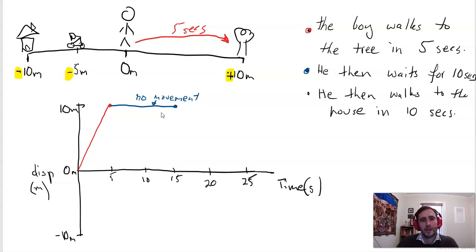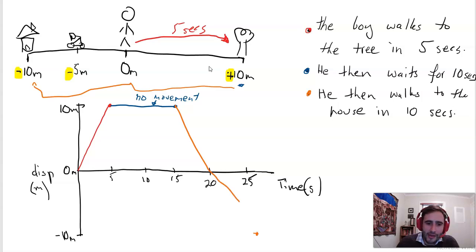Good enough. Let's do this last one in orange. He then walks to the house in 10 seconds. So he's just going to wait here for a bit, and then he's going to walk 20 meters in 10 seconds. Okay, so he's going to start from here, and we have to go all the way down there. So the first part, and then the second part. And that's a straight line as best as I can go.